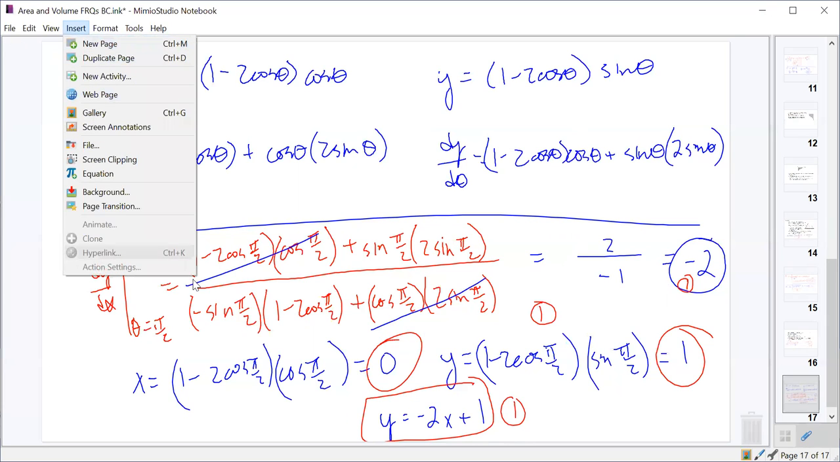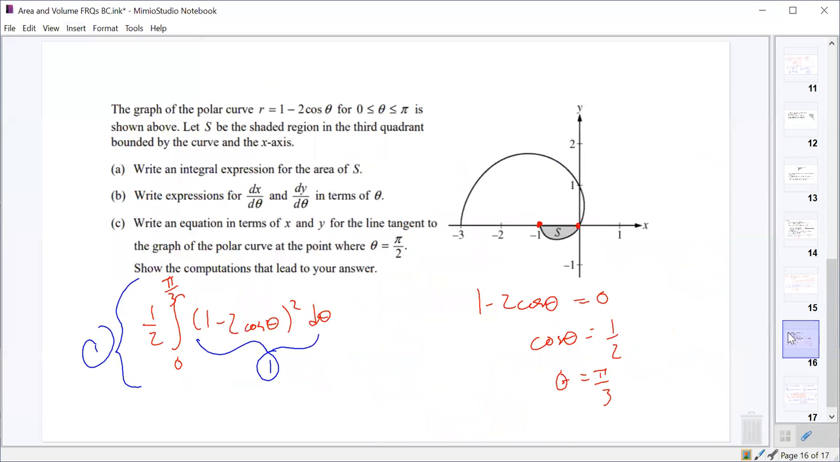Can you re-explain part A, please? Part A? Yeah. So part A, it's just 1/2 r squared d theta, right? So that's how you find the area anytime in polar coordinates.